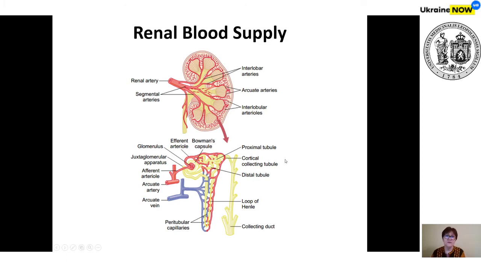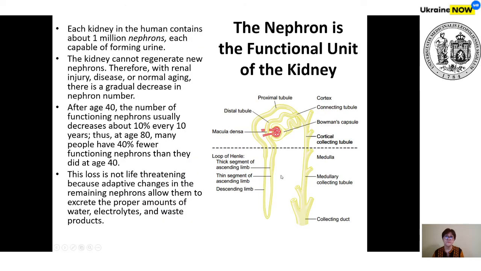Kidneys are supplied with arterial blood through the renal artery. Kidneys are the only organs that have two capillary beds. The first one is glomerular capillaries, and the second one is peritubular capillaries. There are two types of nephrons. The nephron is the functional unit of the kidneys.